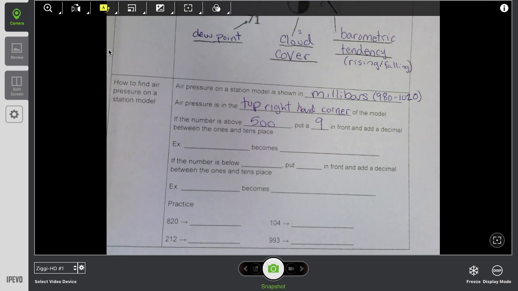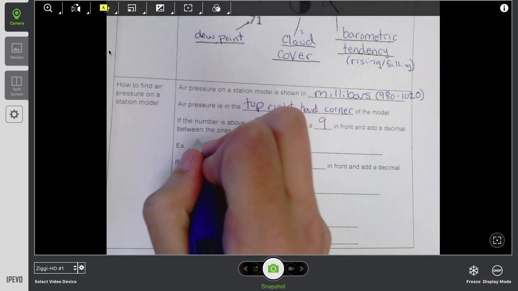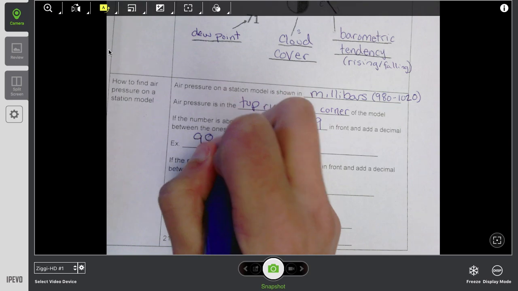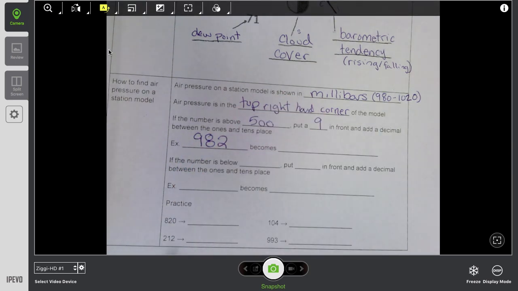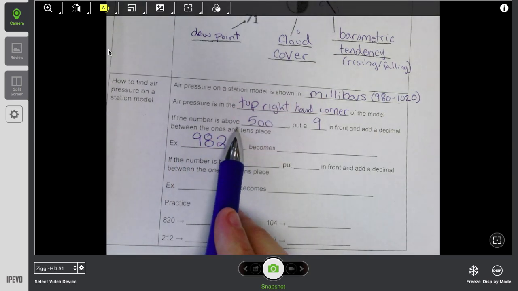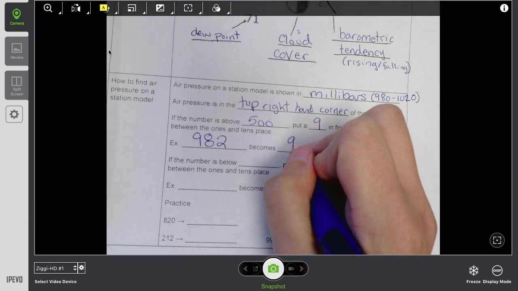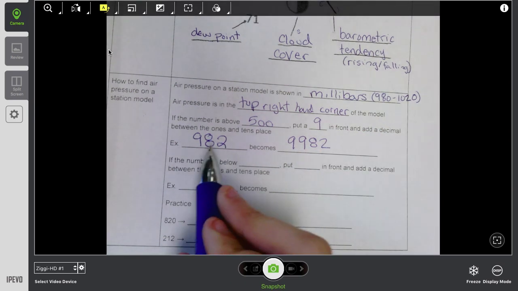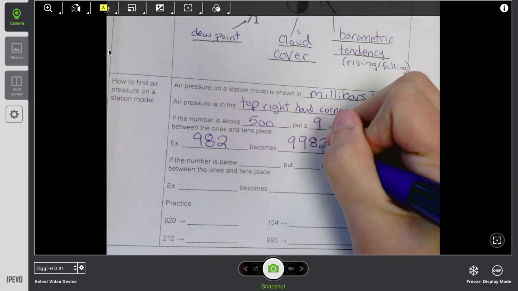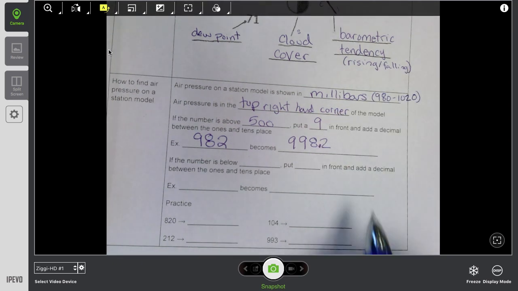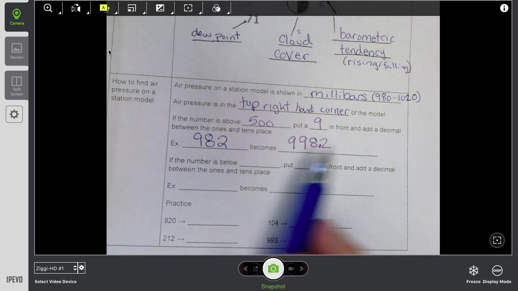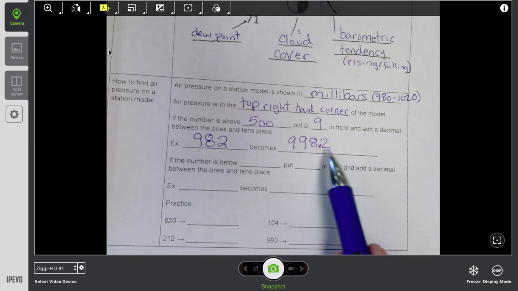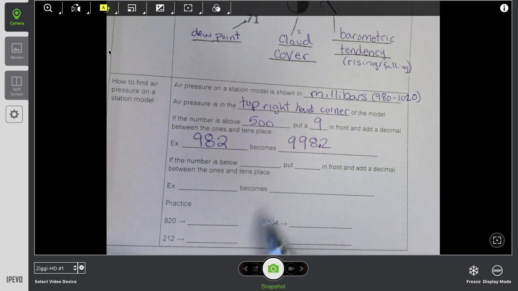So let me give you an example. Let's say I have the number 982. Well, 982 is above 500, so I'm going to put a 9 in front of 982, and then I'm going to put a decimal in between the tens and the ones place, so before the last number. So 982 on a station model actually means 998.2 millibars, right?